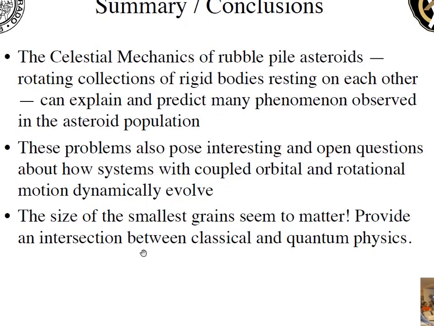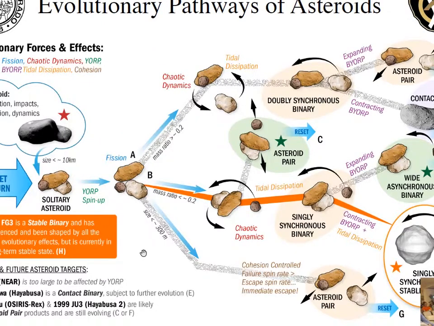And then to finish up, I'll just show this diagram again, where we've been able to, at least at a simple level, start to explain all the different sorts of asteroids that we see in the population. Although, again, there's certainly a lot more work that needs to be done to have a better understanding and a better fleshing out of this entire theory.